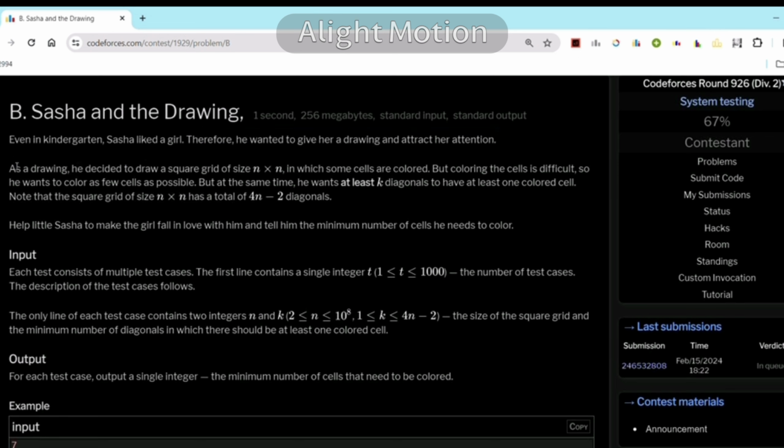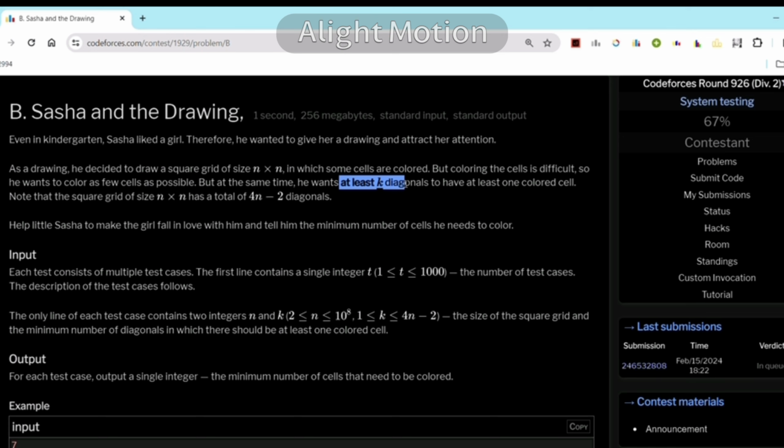And as a drawing he decided to draw a square of grid. So what is he deciding? He will draw a square of n cross n in which some cells are colored, a few are colored, but the coloring is difficult. This is a condition, right? So he wants to color as few cells as possible, but at the same time he wants at least k diagonals to have at least one colored cell.